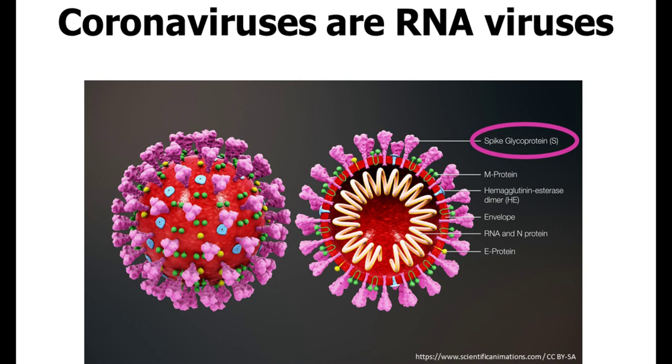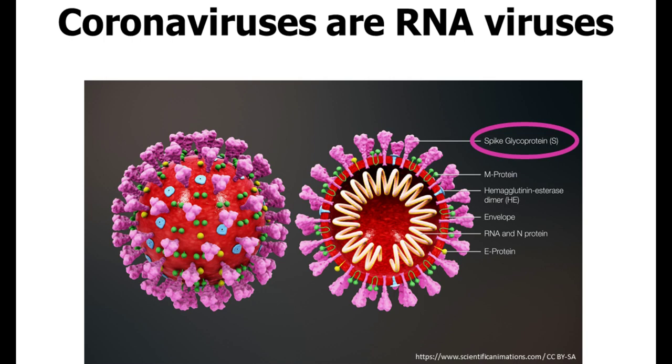Once a spike protein connects to the host receptor, then the viral envelope can fuse with the host membrane, and that allows the capsid and the viral genome to enter and infect the host.